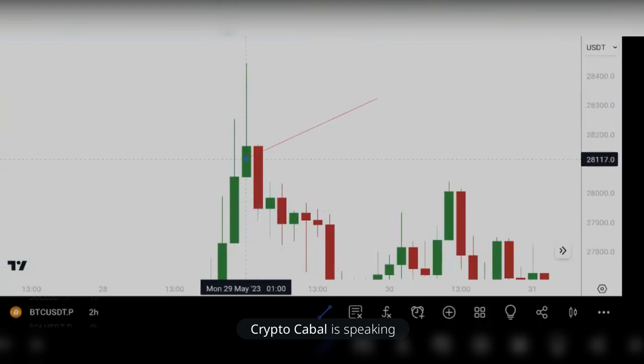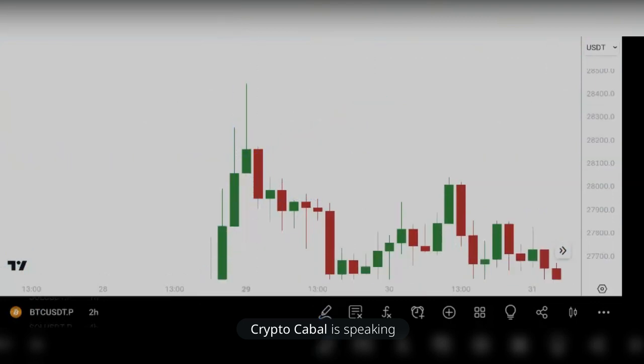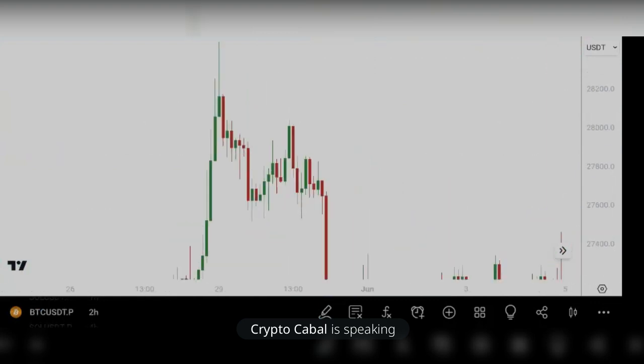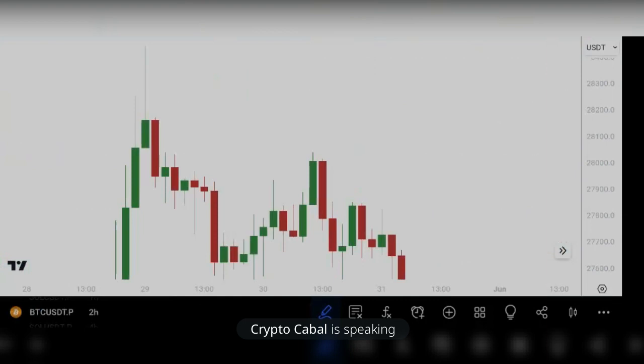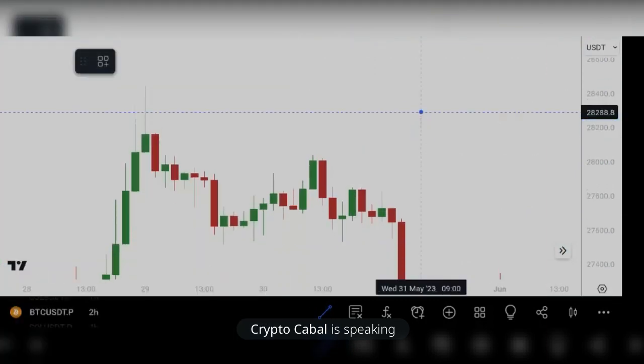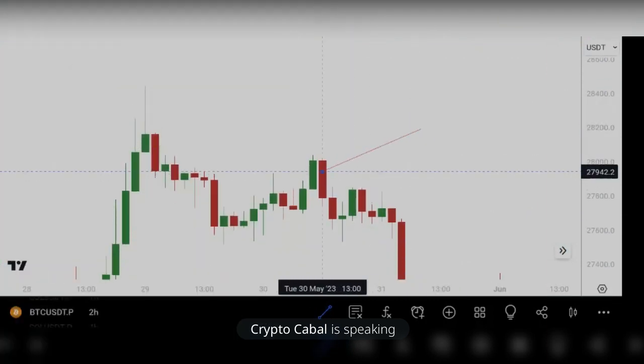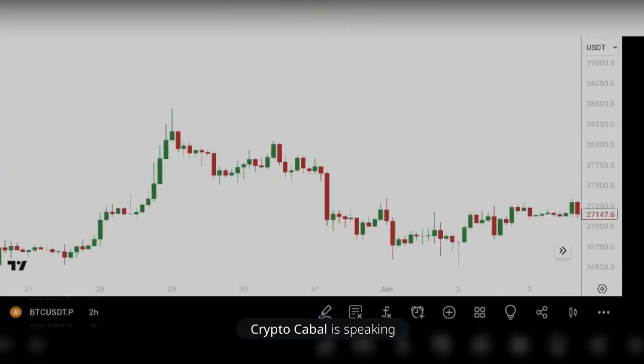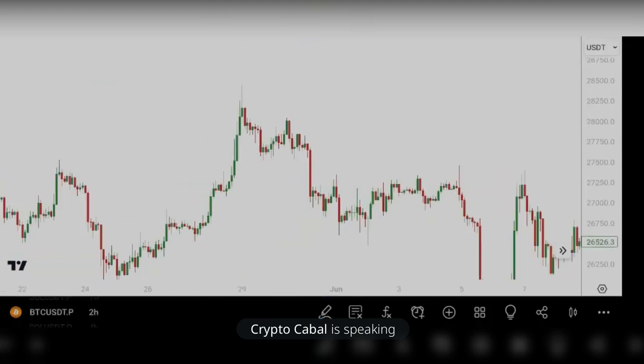Now, after the bearish engulfing was formed, what did you notice? We have a drop in price. Now look at this point. We also have a bearish engulfing forming. Look at this green candle, red candle, and see the red candle overpowering the green candle. And what do we have? We have a massive push down in price.